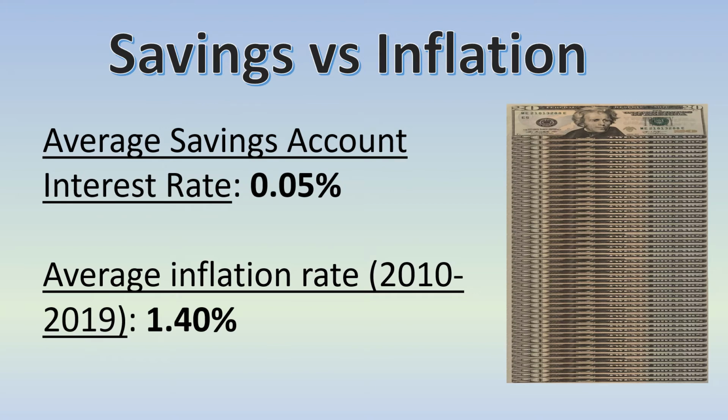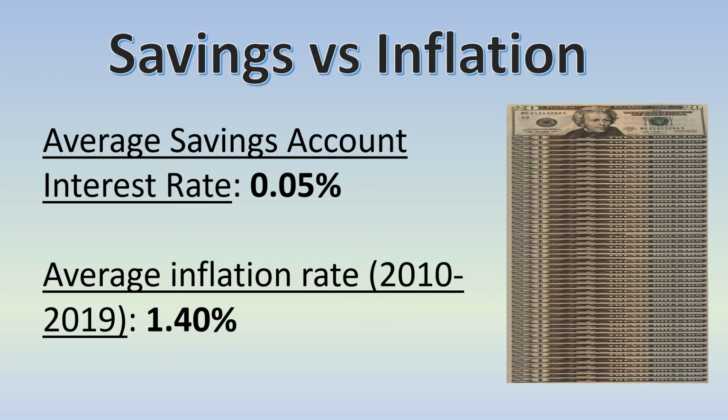So to show that savings accounts can actually lose purchasing power, we're going to compare the savings account rate versus the average inflation rate. Let's start with the savings account. Right now, we're going to make the assumption that the average savings account rate is about 0.05%, so pretty low. Essentially, the savings account interest rate is the percentage of interest you will get on top of the money you have in the bank.